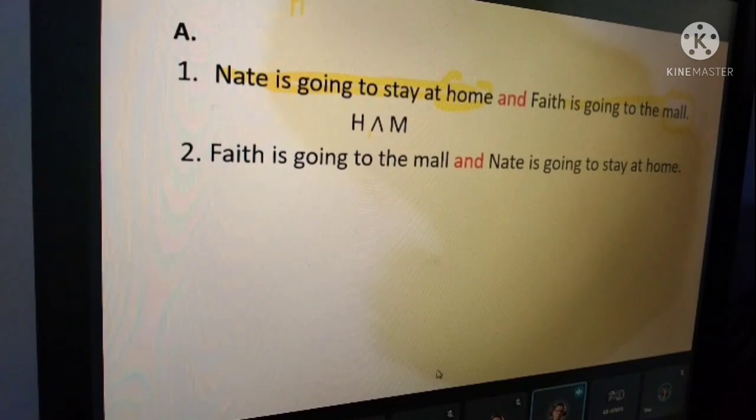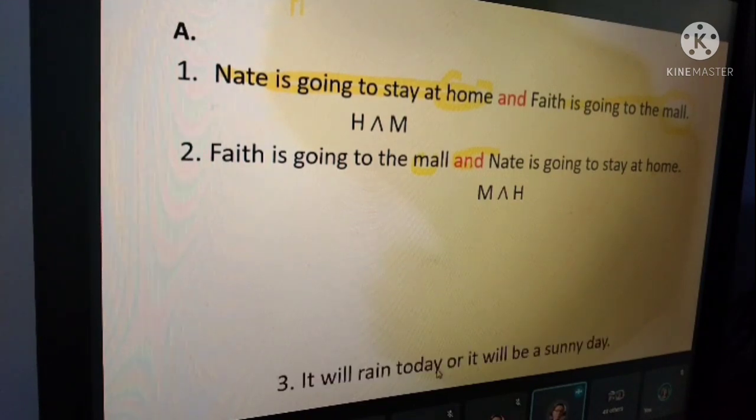Faith is going to the mall and Nate is going to stay at home. So that is M and H, mall and home. So we use the preposition and. So and is the logical connector.